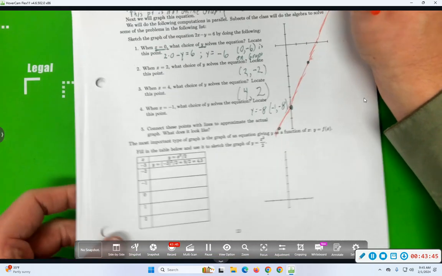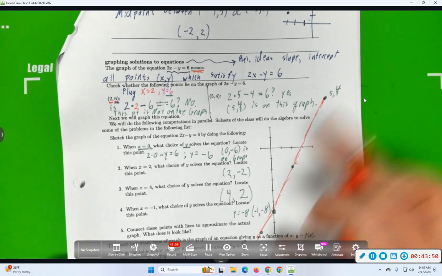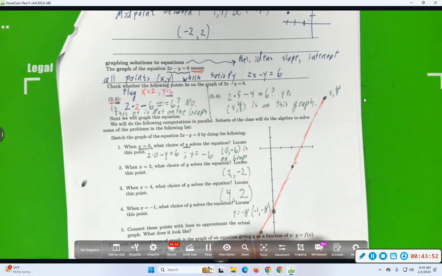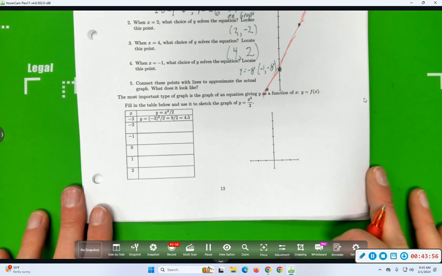I think in the interest of not falling yet further behind, let's blow by this. This next example is just another, give me some points on a graph and then we'll draw a picture.